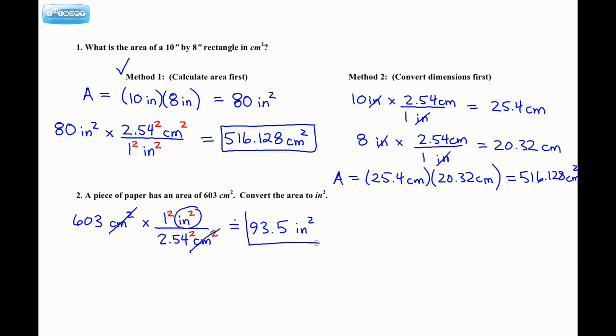Okay? So I didn't need the dimensions. I have no idea what shape this piece of paper is. It could be rectangular, triangular, heck, it could be in the shape of a star. We have no idea. We just know that the total area is 603 centimeters squared. So that is our conversion done.